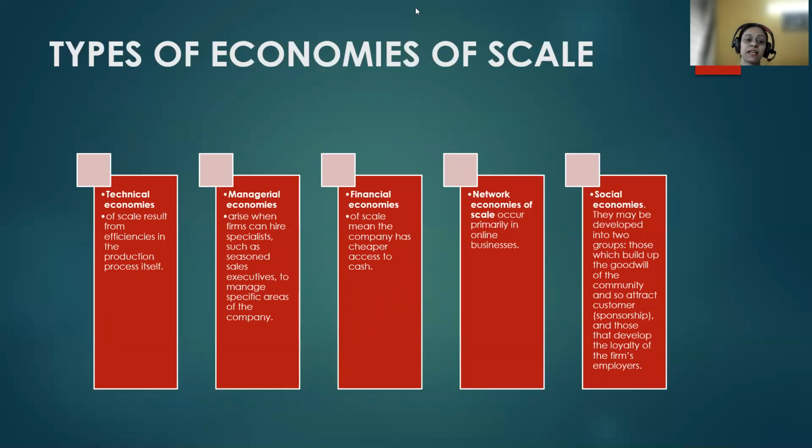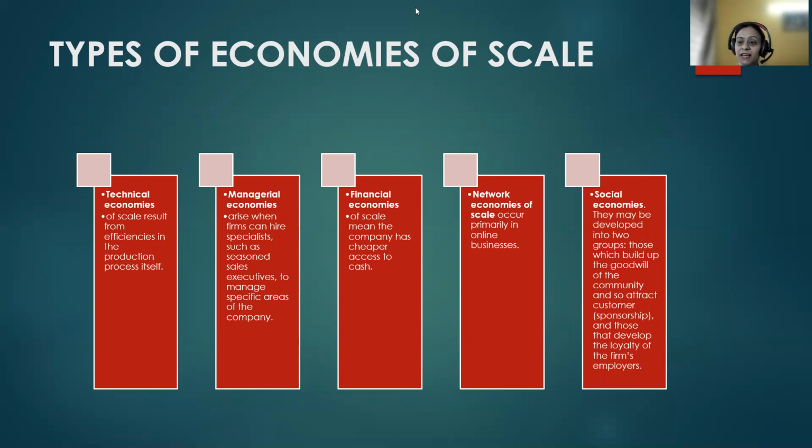Technical economies of scale result from efficiencies in production. When a firm or a company is technically sound, it produces technical economies of scale. A firm can have managerial economies of scale when they are in a position to hire or recruit the best human resource, the best managerial personnel for their firm.